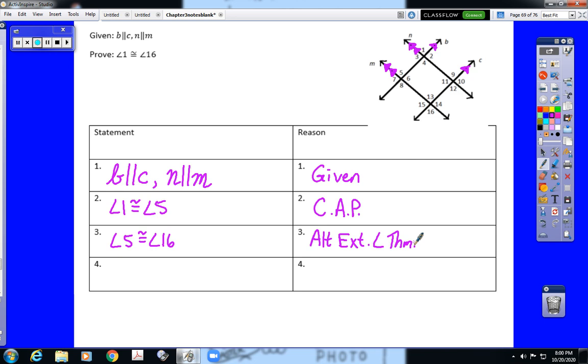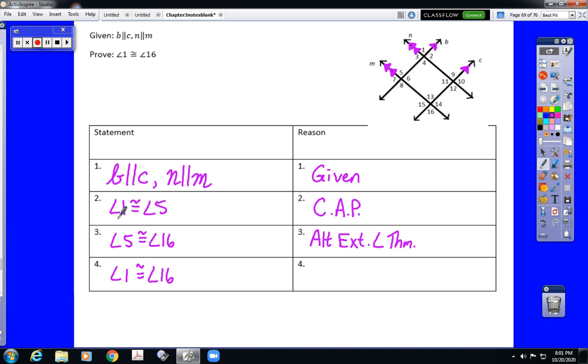Look at the two congruence statements that we have in this proof. Angle 1 is congruent to angle 5. Angle 5 is congruent to angle 16. The transitive property would then state that angle 1 is congruent to angle 16. If 1 is congruent to 5 and 5 is congruent to 16, then 1 is congruent to 16. That is textbook transitive property.